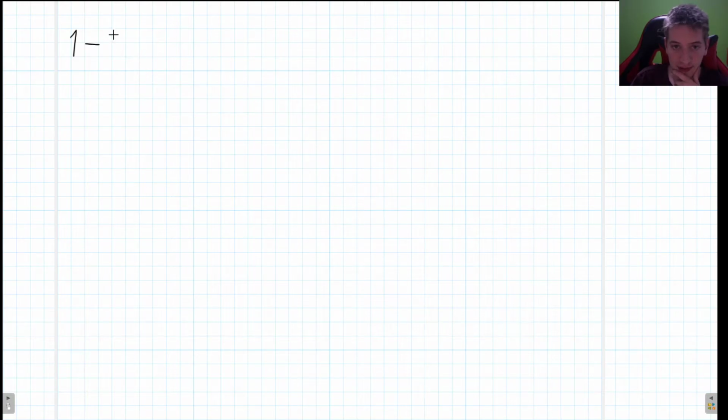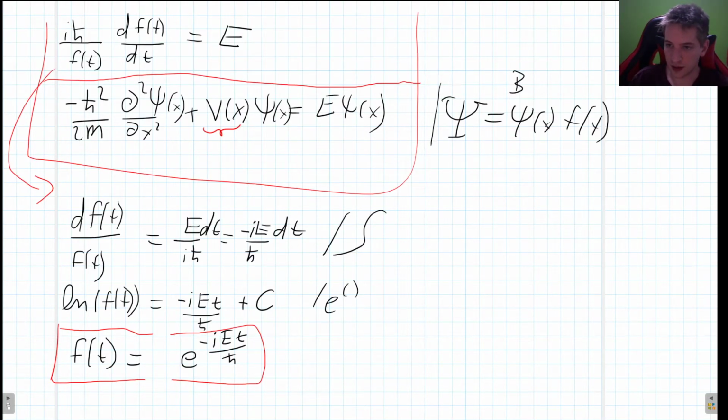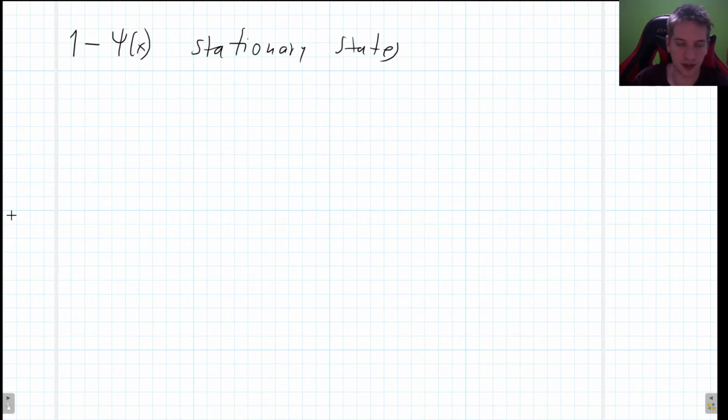First is that these psi of x, these small psi of x, are stationary states. What this means is that they are fixed, they're not moving, and that makes sense because the temporal part is this f of t. Remember, the wave function is a product of this smaller psi times this temporal part. So if we don't take the temporal part into consideration, you're just going to have some stationary state.